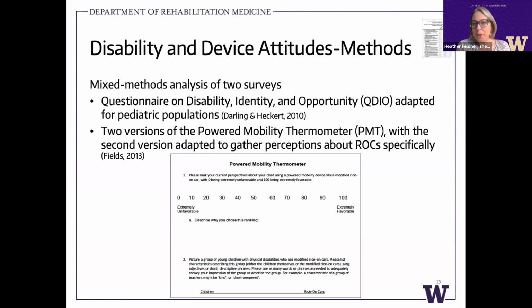One of the other methods that we incorporated into the study was to use two surveys, one called the Questionnaire on Disability, Identity, and Opportunity, which was adapted for pediatric populations, and two versions of a survey called the Powered Mobility Thermometer, with the second version adapted to gather perceptions about ride-on cars specifically. This includes a visual scale from 0 to 100 in terms of ranking how favorable you feel a particular device is. And then it asks for qualitative descriptions of that device further down in the survey.